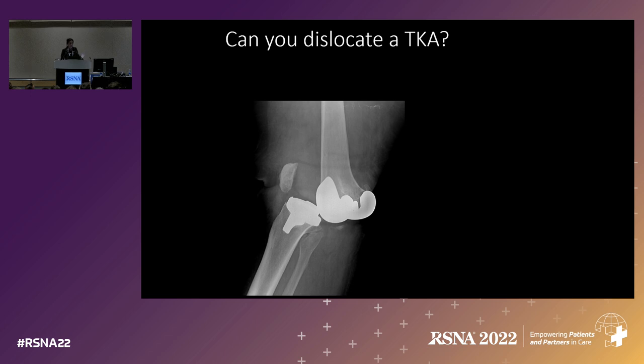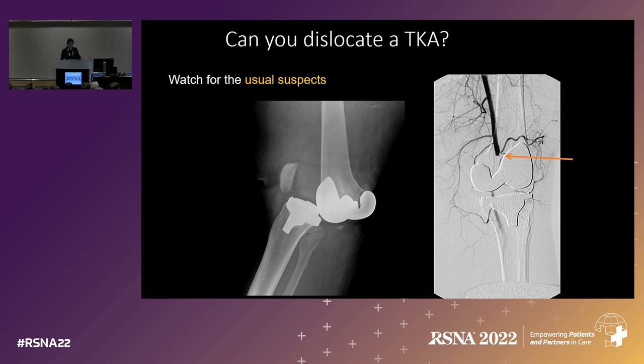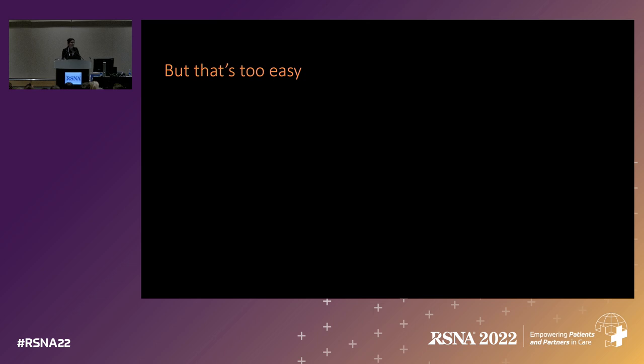Now, of course, we can't talk about arthroplastic complications without briefly throwing this out there. Do watch out for the usual suspects. You have the same risks of dislocating an arthroplasty as someone who's dislocating a native knee, right? So do watch out for things like popliteal artery injury. Obviously, this patient has ligamentous injury as well in those medial and lateral collaterals. But all that's too easy.